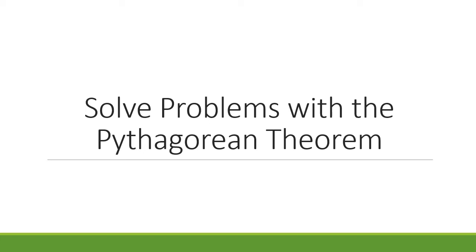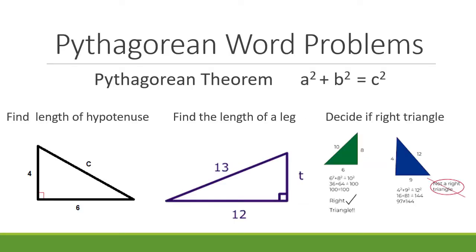Hello, this is Ms. Ahmed, and this lesson will show you how to solve problems with the Pythagorean theorem. In previous lessons, we learned how to use the Pythagorean theorem, a squared plus b squared equals c squared, in several ways. We used it to find the length of the hypotenuse if that side was unknown, to find the length of a leg of a right triangle if that side was unknown, and to decide if three numbers could form a right triangle or not.